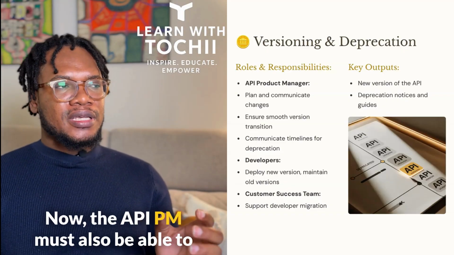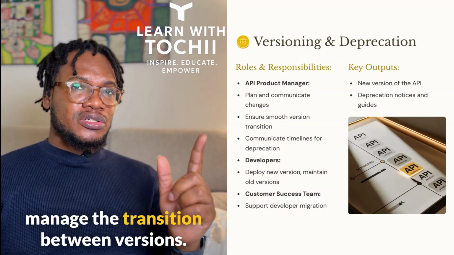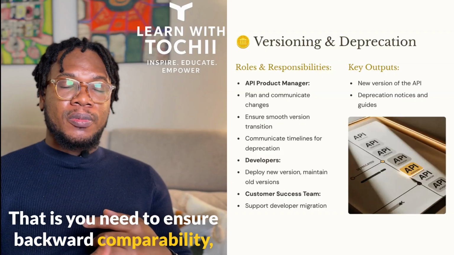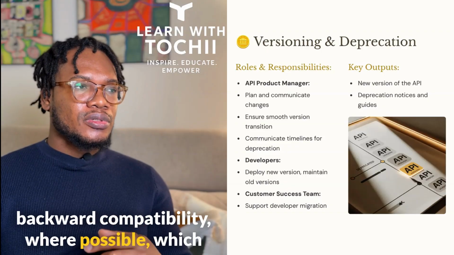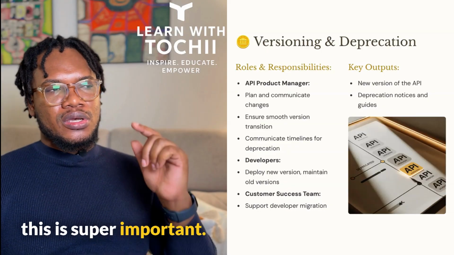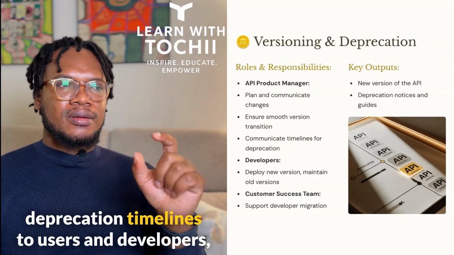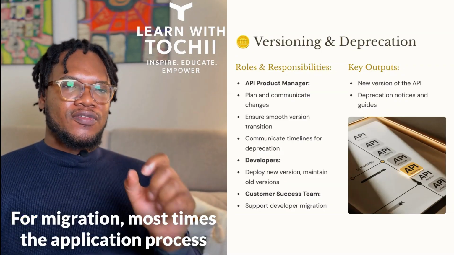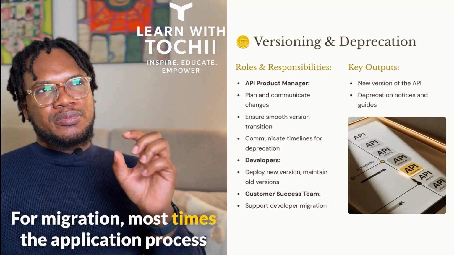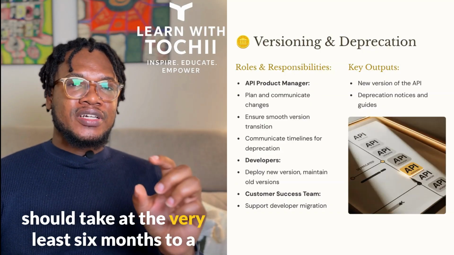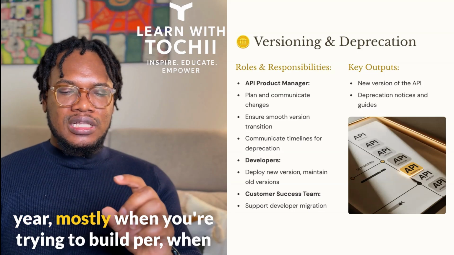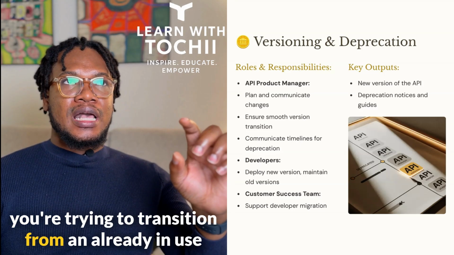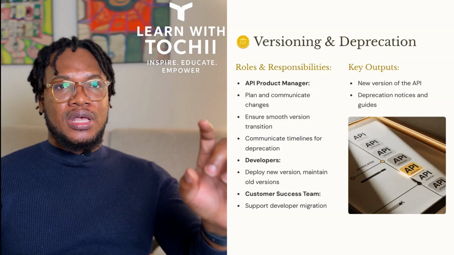Now, the API PM must also be able to manage the transition between versions. That is, you need to ensure backward compatibility where possible, which is super important. You need to also communicate deprecation timelines to users and developers, providing enough time for migration. Most times, the deprecation process should take at the very least 6 months to a year, mostly when you're trying to transition from an already in-use API.